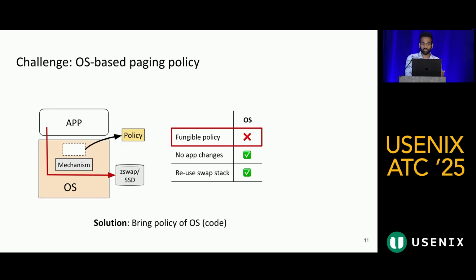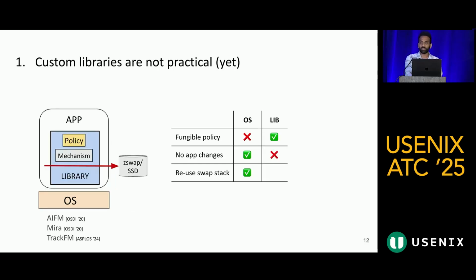So we want to take this policy out of the OS code, and there are existing alternatives. The most prominent one is to just discard the OS mechanisms and then provide the memory through an application library. But what this does is introduce a custom memory interface that is going to invite application changes. So this is really not going to be practical for hyperscalers, at least at the current state of things, where you do have some automation of this porting effort with compilers, but I don't think we are quite there yet.